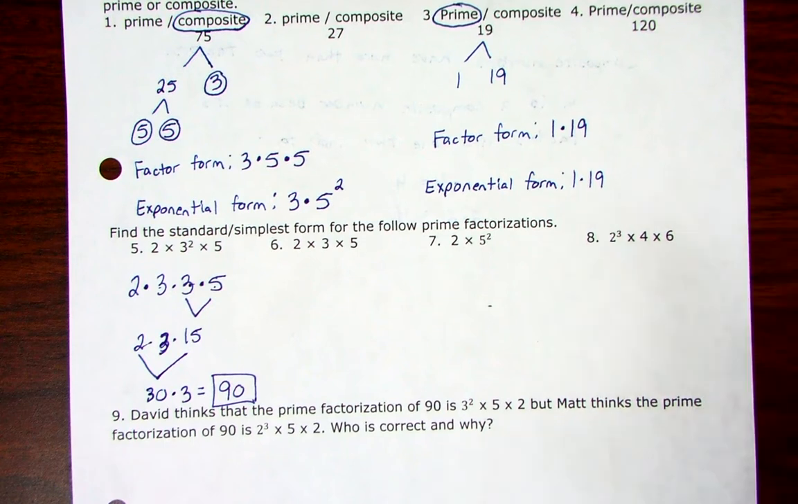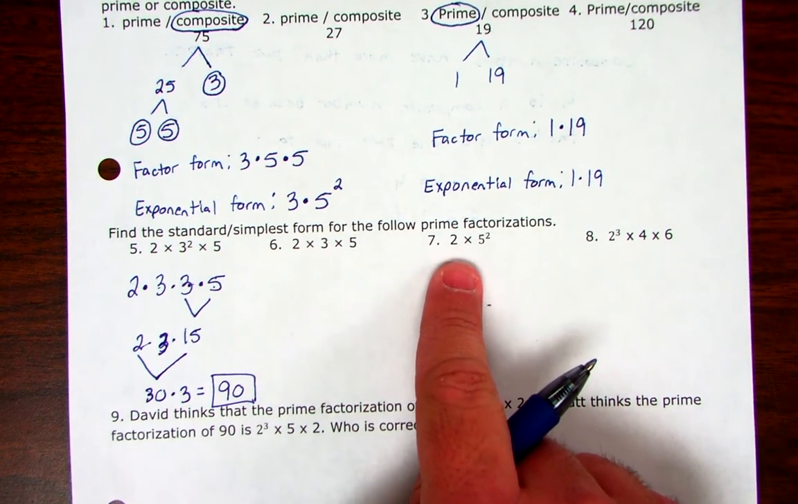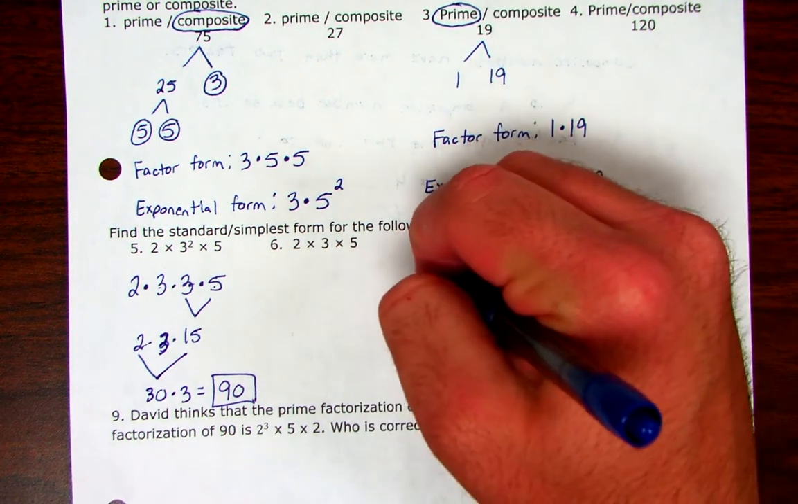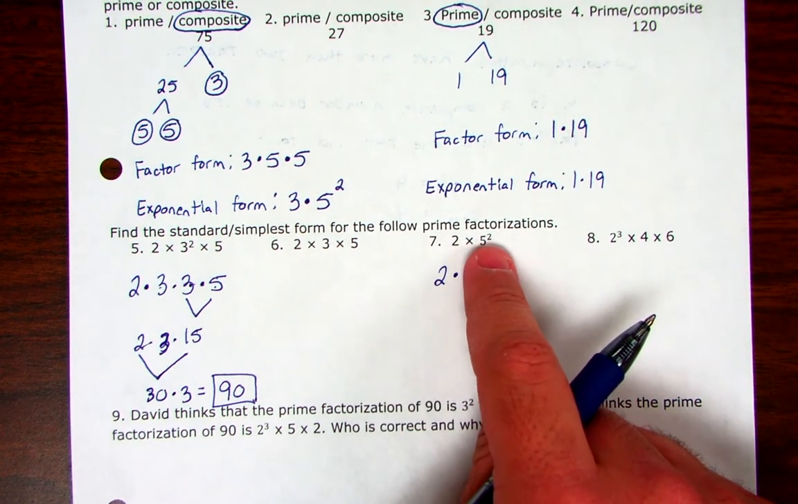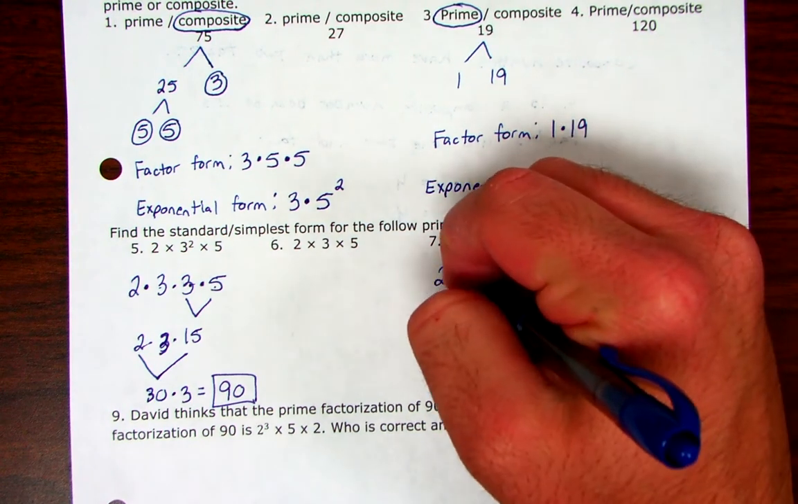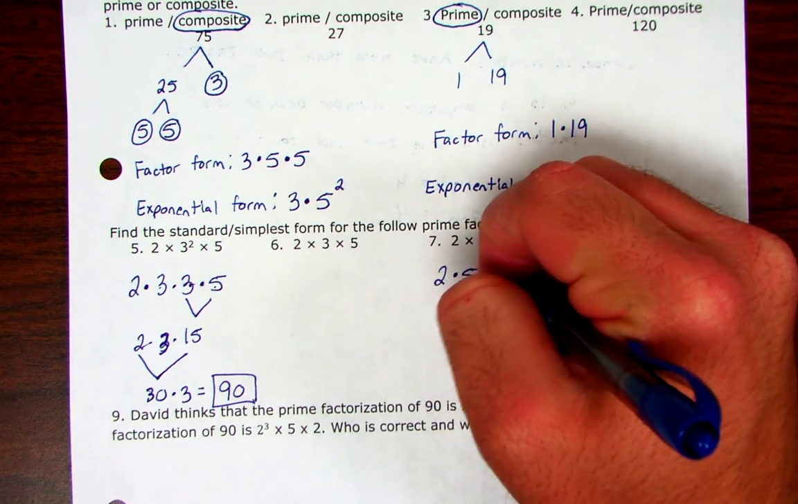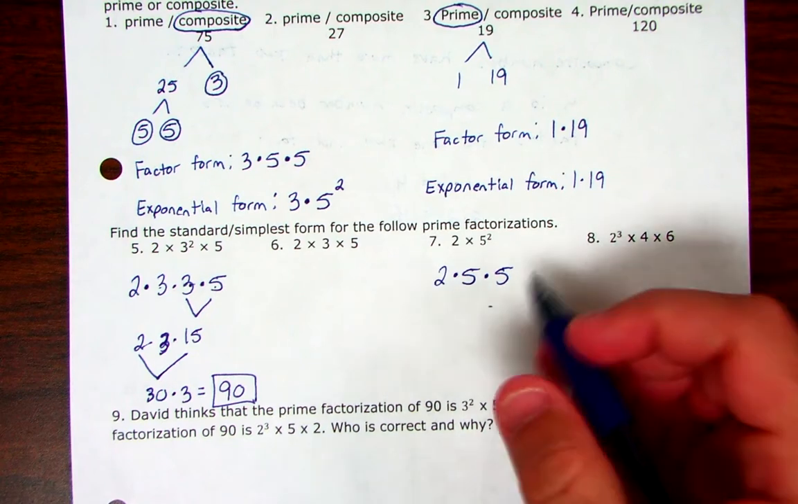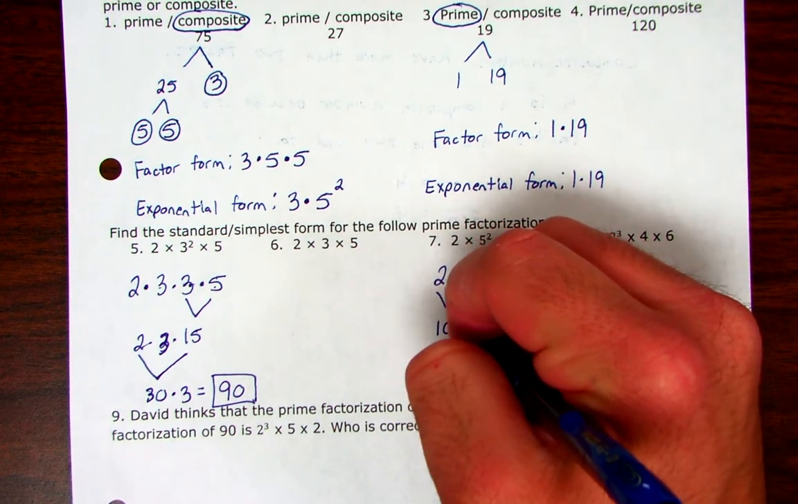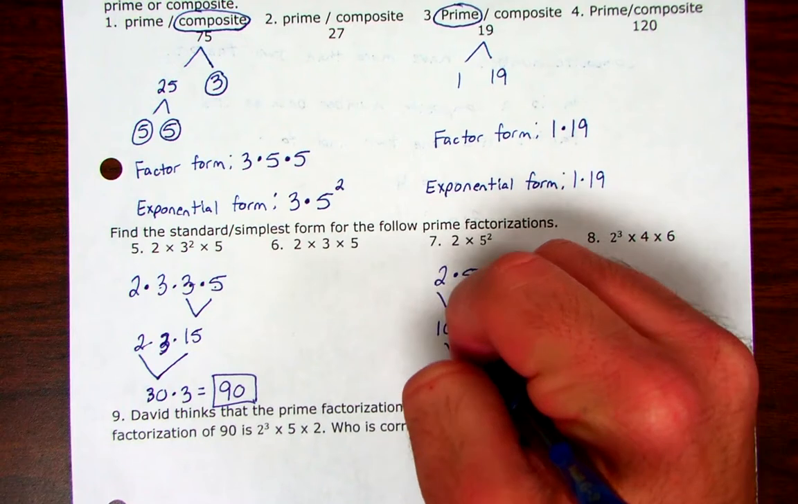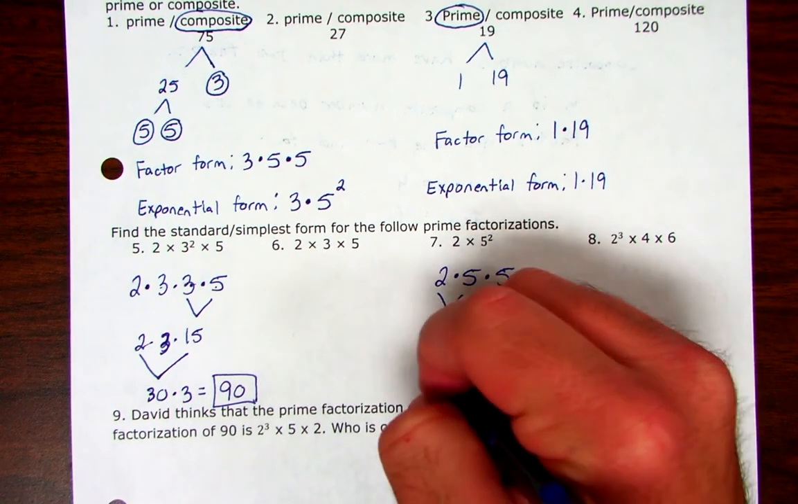Okay. I'll try one more with y'all. I'll try number 7. So I have a 2. I only have one of those. And then I have a 5. But how many 5s should I have? I should have 2 5s. Okay. Well, what's 2 times 5? Well, that's 10. And then what's 10 times 5? Well, that's 50.